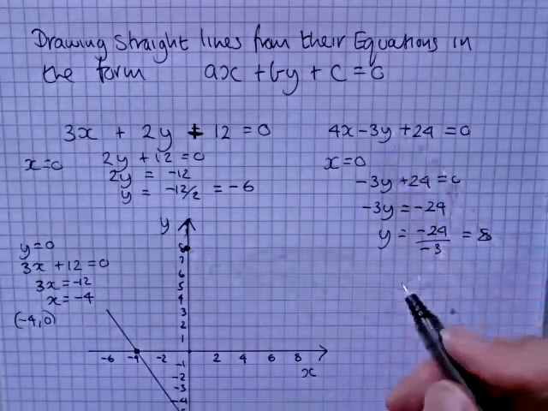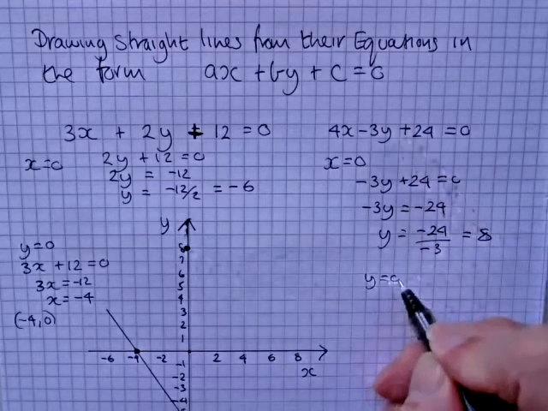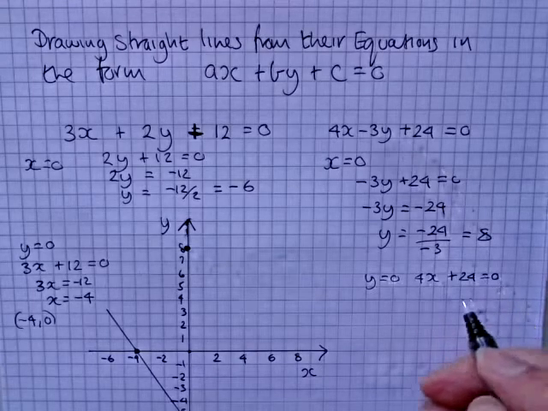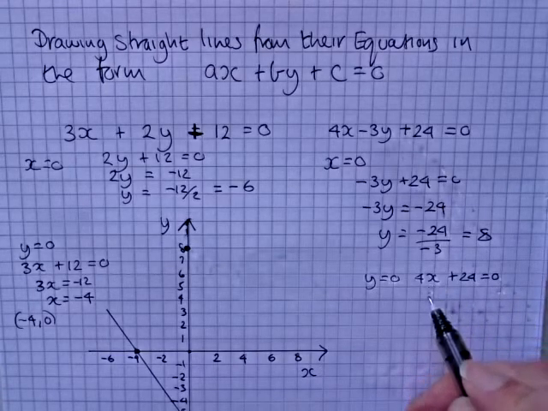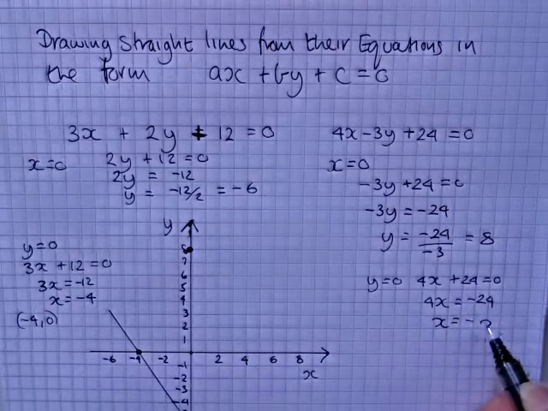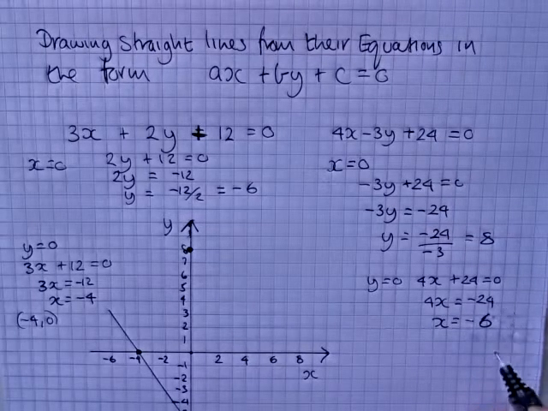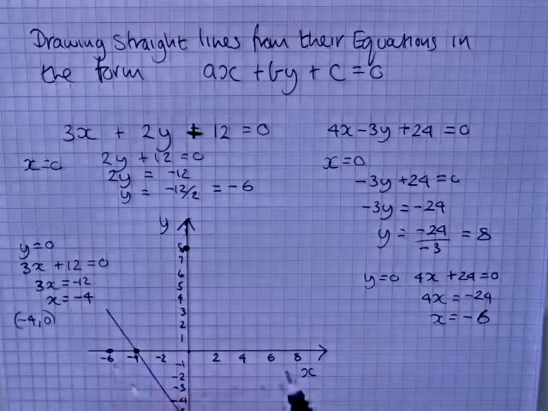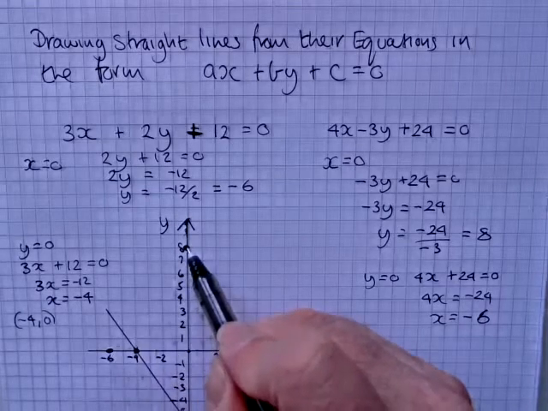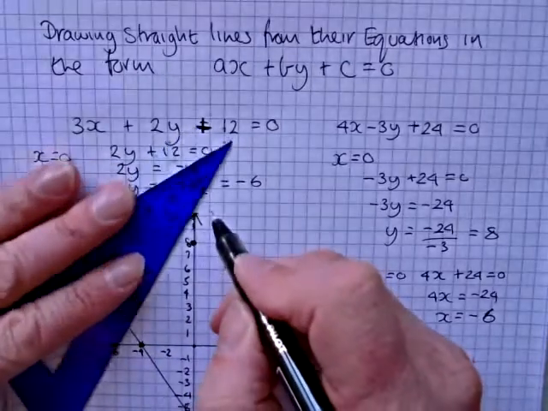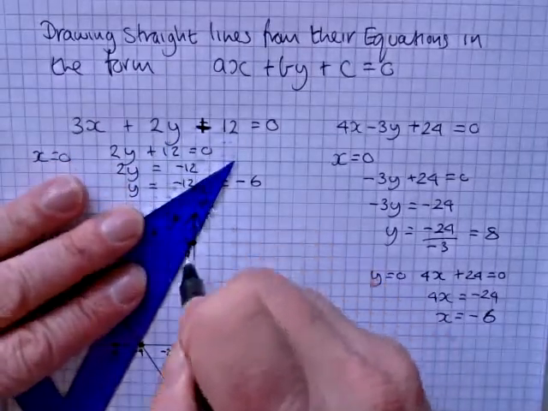Now let's make y 0. If y equals 0, then 4x plus 24 equals 0. So we have 4x equals minus 24, so x equals minus 24 divided by plus 4, which is minus 6. So when x is minus 6, y is naught. We have the point here, and the point there. This was the first equation, which might be equation 1. The second equation goes there.